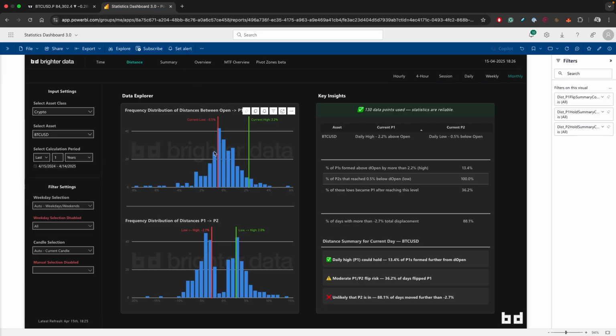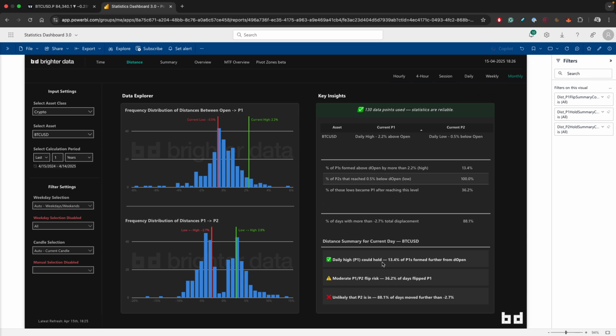And this brings me to the same point I made with the time statistics: a lot of the P1s happen around the daily open. It's high frequency, but it's not high probability, because even if you have 30% of the observations here, that still leaves 70% of the observations having a P1 further from the daily open. So this is once again a very good way of checking.